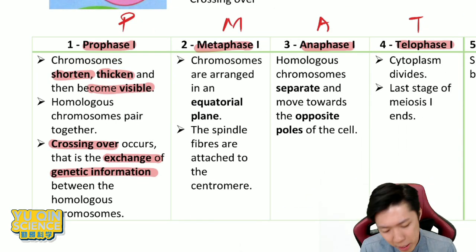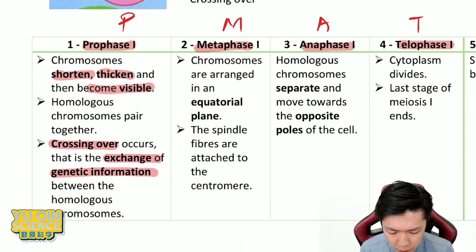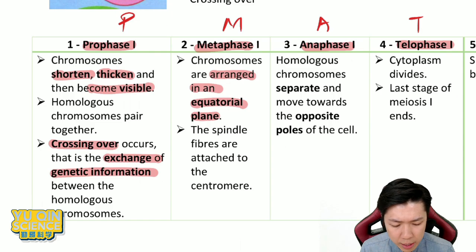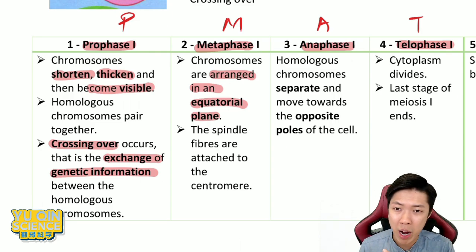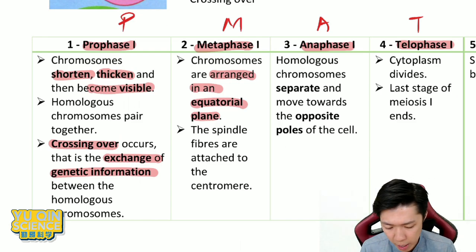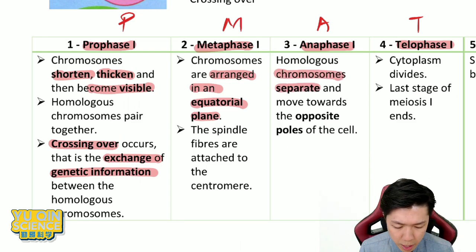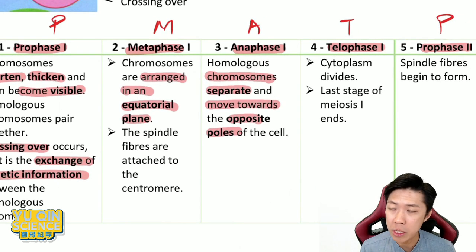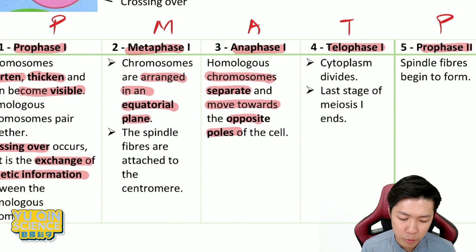Metaphase as usual, chromosomes arrange in the center, nothing much. Spindle fibers form. Anaphase, again, is to separate left and right. Chromosomes separate and move towards the opposite poles as usual. Telophase, this is in meiosis one, is just forming new cytoplasm, and then meiosis one will end.